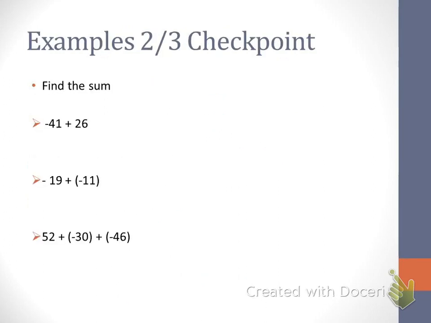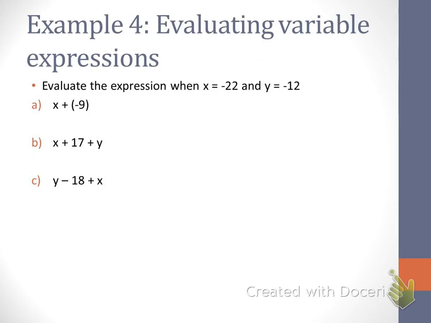We'll skip the checkpoint for now. We'll come back to it. In example 4, we are evaluating variable expressions. So it's the same thing that we've been doing, except we're plugging in the value for the variable before we solve. So negative 22 plus negative 9. Same sign or different, guys? Same. So I add and keep. 22 plus 9 is 31. And keep my negative. Add and keep.